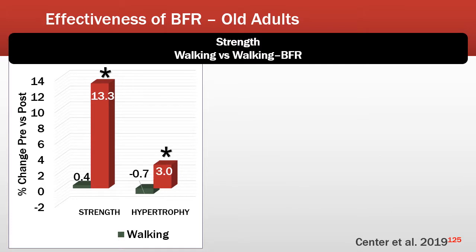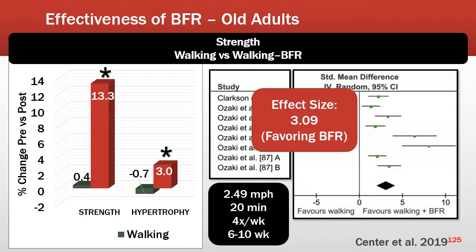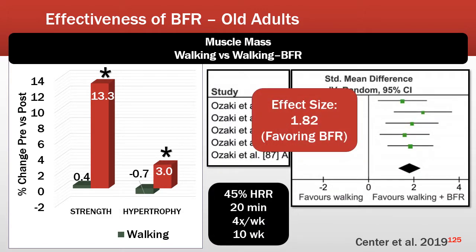Statistically significant. Strength with walking in BFR in this patient population, we can see that there's a significant increase pre and post for strength. In here, when we're looking at muscle mass or hypertrophy, we can see once again that there's a statistically significant difference between the walking group and that of the BFR, with the BFR significantly surpassing it with a 3.1% improvement between the pre and the post when pooled.